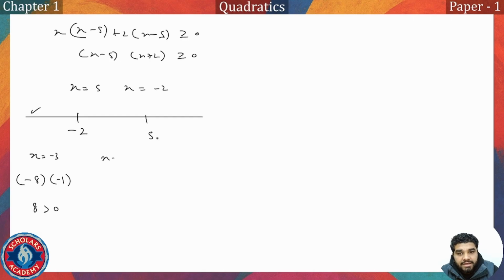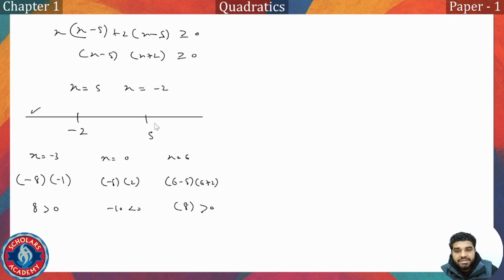Second, if we check when x is equal to 0, if I substitute it, I get -5 and 2. So it's -10, less than 0. I will not take this interval. When x is equal to 6, 6 minus 5, 6 plus 2, so it's 8. It is greater than 0.